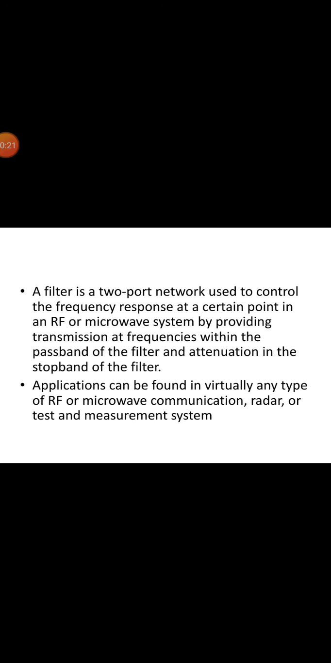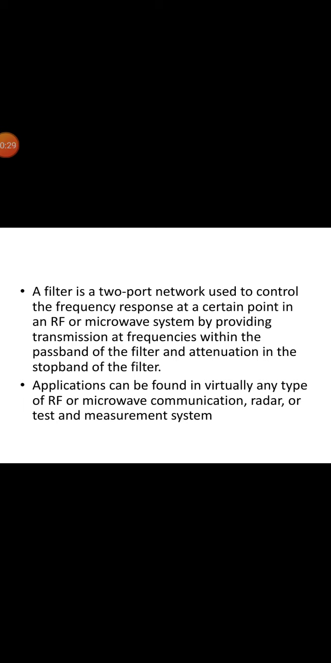Welcome to this module. In this presentation, I am going to share with you the design aspects of microwave filters. A filter is a two-port network used to control the frequency response at a certain point in an RF or microwave system by providing transmission at frequencies within the passband of the filter and attenuation in the stopband of the filter. Typical frequency responses include low pass, high pass, and band reject characteristics.